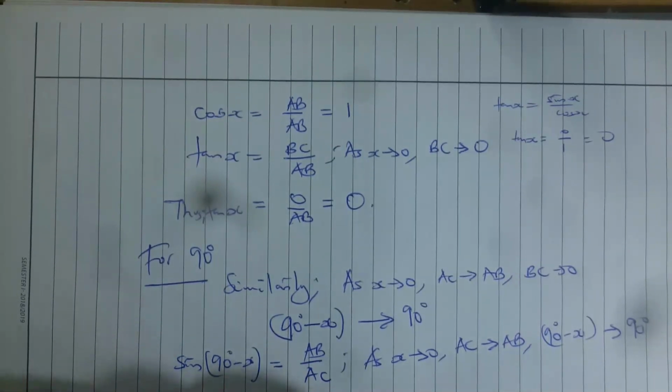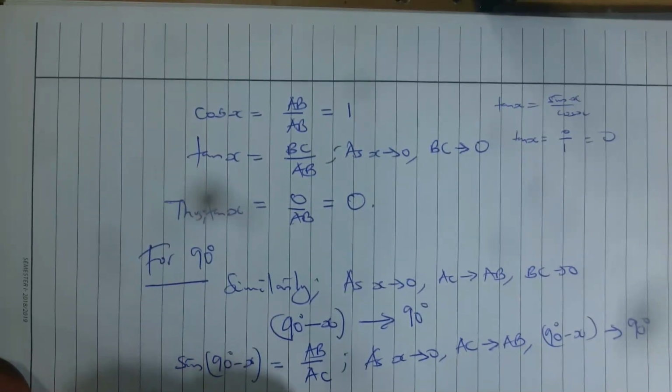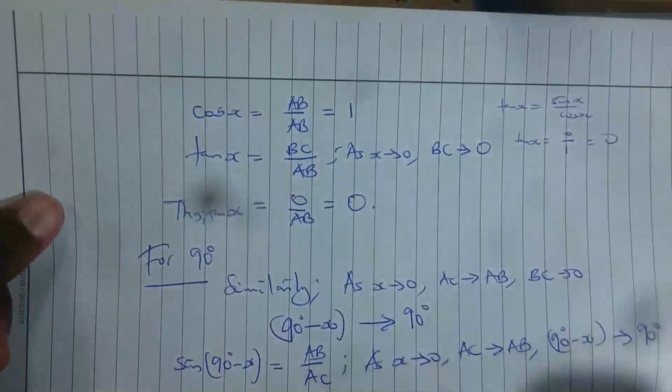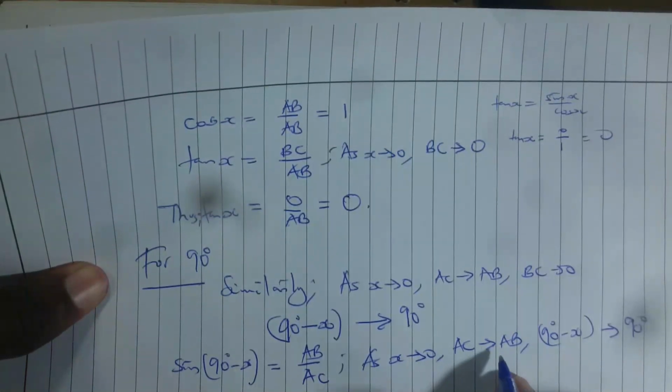What does it mean? That means I assign 90 now. Can you see this now? Let me go the other side. That means sine of 90 degrees now. After x tends to 0, 90 minus x will tend towards 90. And remember our AC has gone to AB.